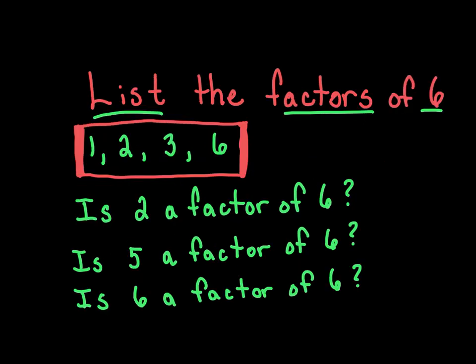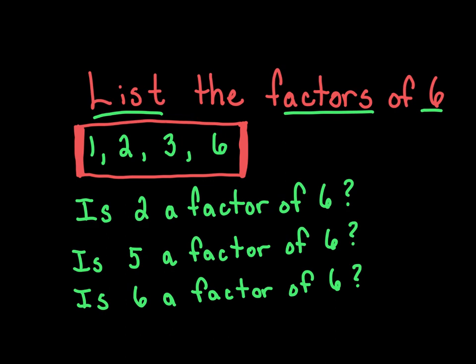List the factors of 6. 1, 2, 3, and 6. Yes, those are factors of 6. We can multiply 1 times 6 to get 6. We can get 2 times 3 to equal 6. 3 times 2 is equal to 6. So now we have to ask these questions.